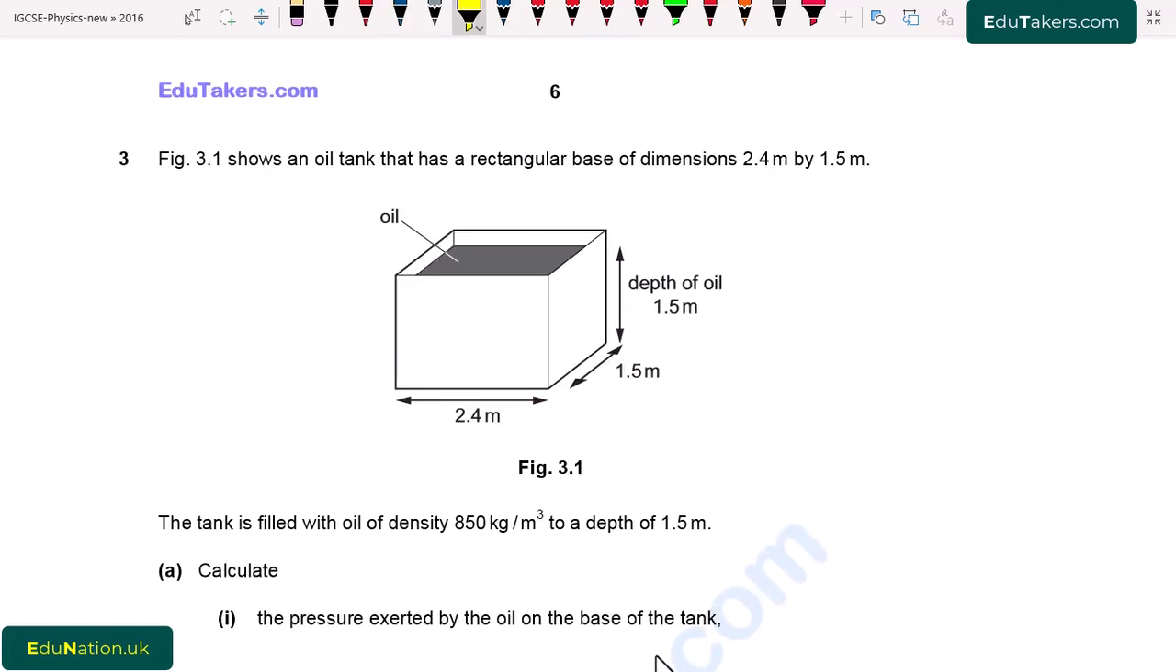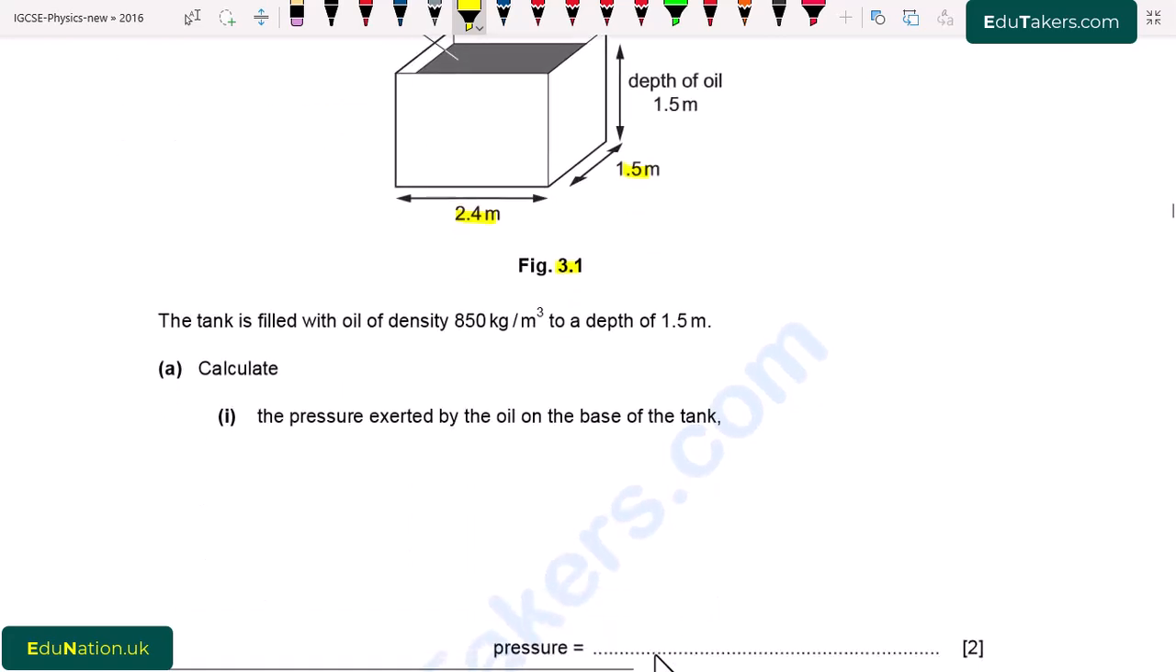Question number 3. Figure 3.1 shows an oil tank that has a rectangular base of dimensions 2.4 meter by 1.5 meter. Here is figure 3.1 and we can see that there is an oil tank and its dimensions are 1.5 meter and 2.4 meter. The tank is filled with oil of density 850 kg per meter cube to a depth of 1.5 meter.